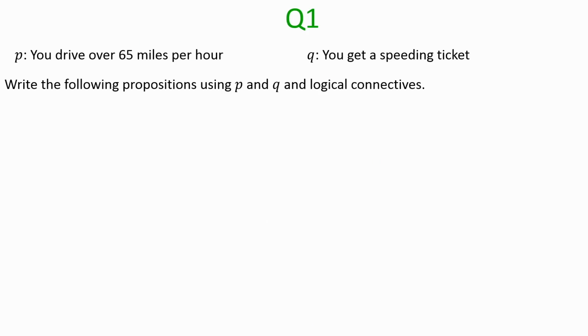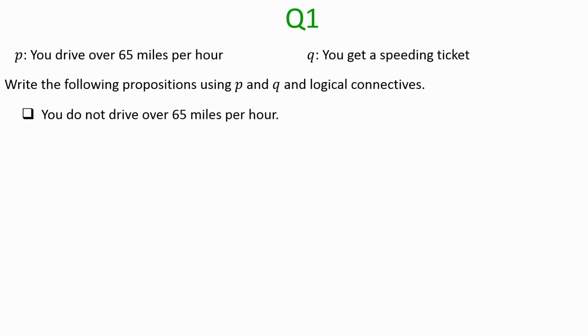So, in this question the goal is the following: you are given two propositional variables p and q representing the propositions you drive over 65 miles per hour and you get a speeding ticket respectively. And then your goal is to use these two propositions p and q to represent the following statements as compound propositions using logical connectives.